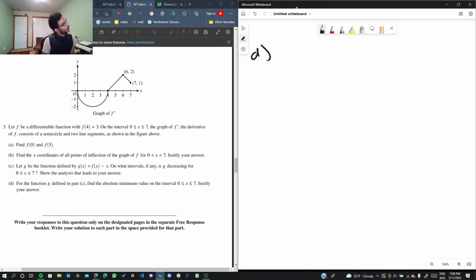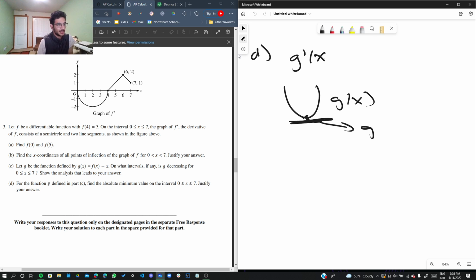Okay, D. For your function g defined in part C, find the absolute minimum value on the interval 0 is less than x, which is less than 7. Justify your answer. So, finding the absolute minimum value. Honestly, I hate these questions a lot. Whenever you have a minimum of g of x, the slope, which is basically g prime, is equal to 0. But another thing about a minimum is that the slope changes from negative to positive. So g prime goes from negative to positive, right?